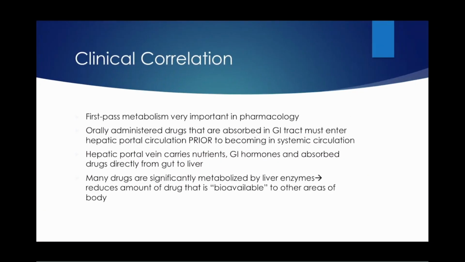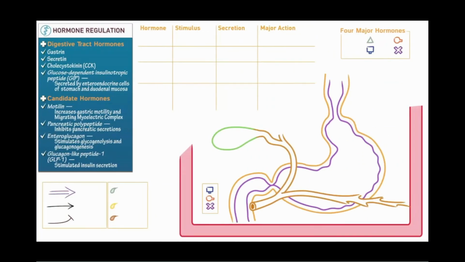So we talked about this already. The hepatic portal vein carries all nutrients, GI hormones, and absorbed drugs directly from the gut to the liver. Everything goes to the liver first. The liver cleans it out. Whatever bad things are in there, the liver takes out and lets the rest go through.